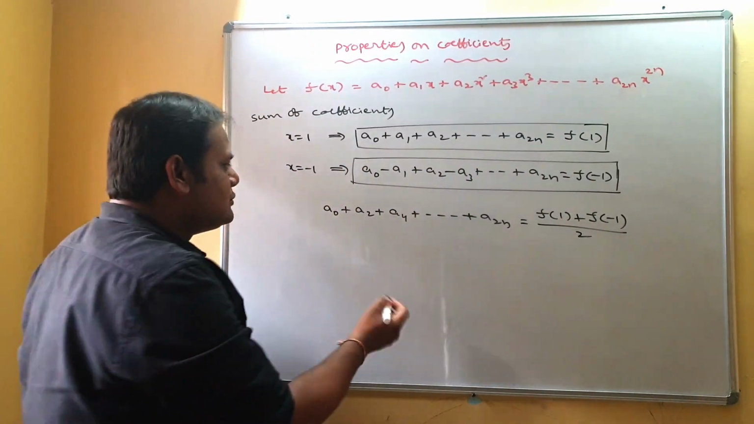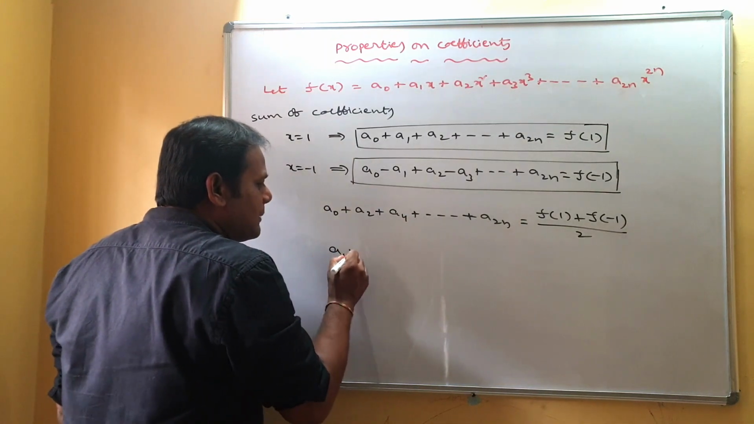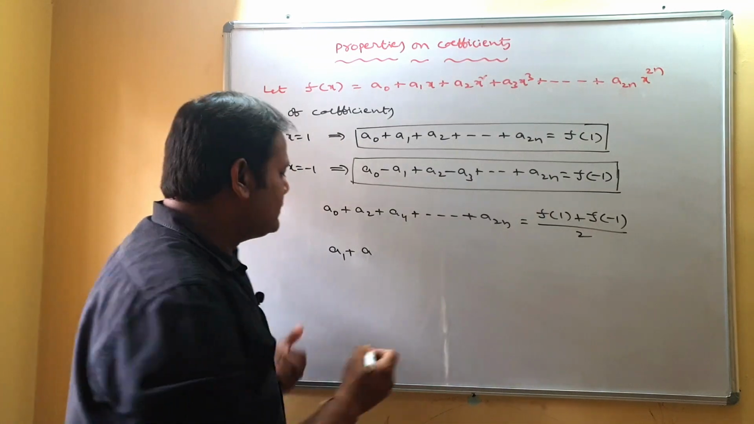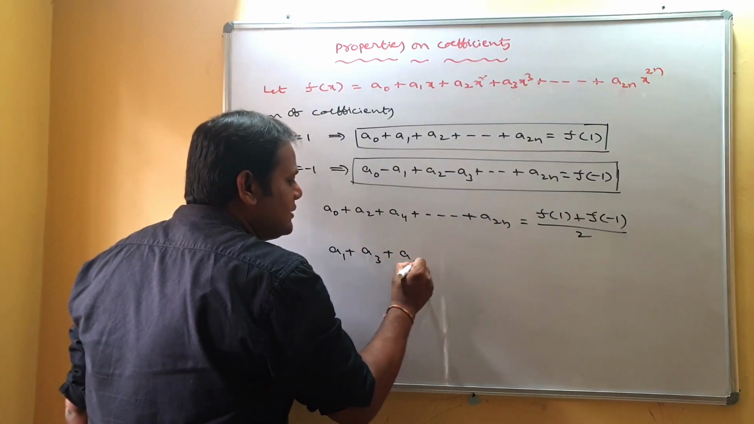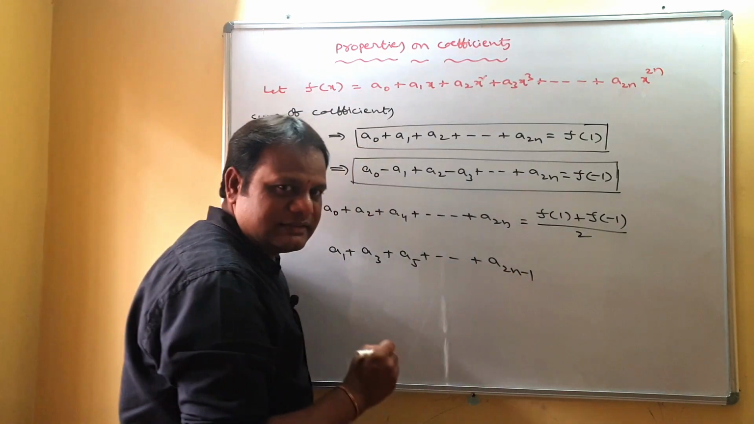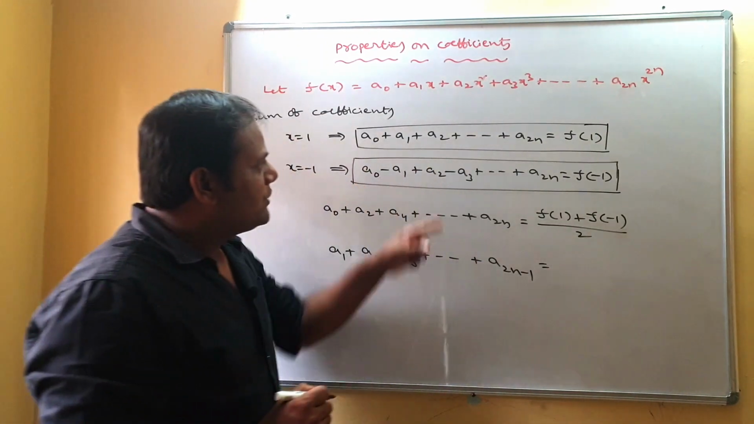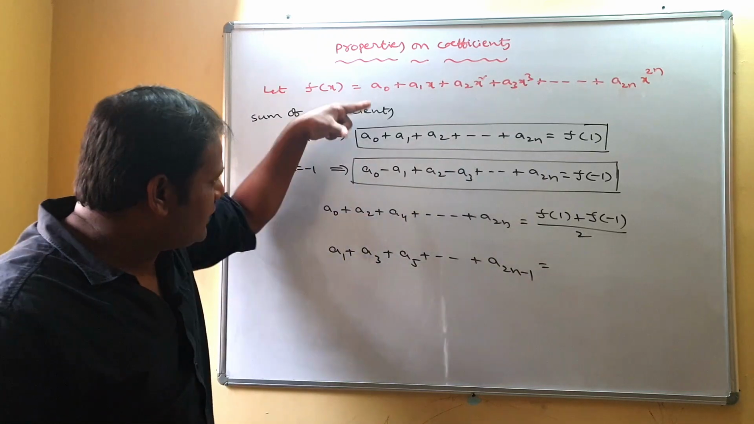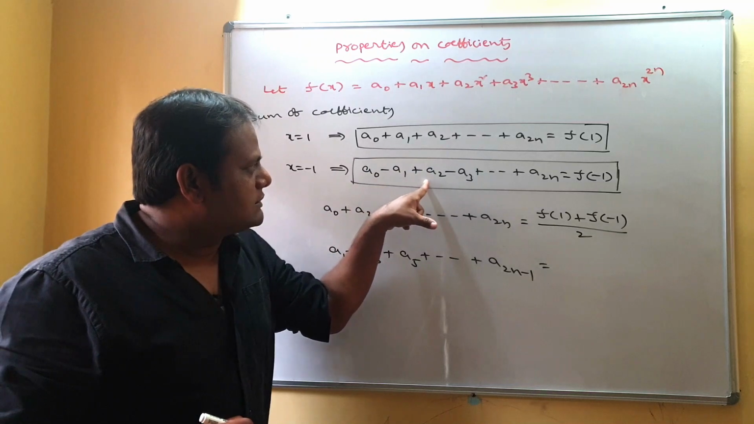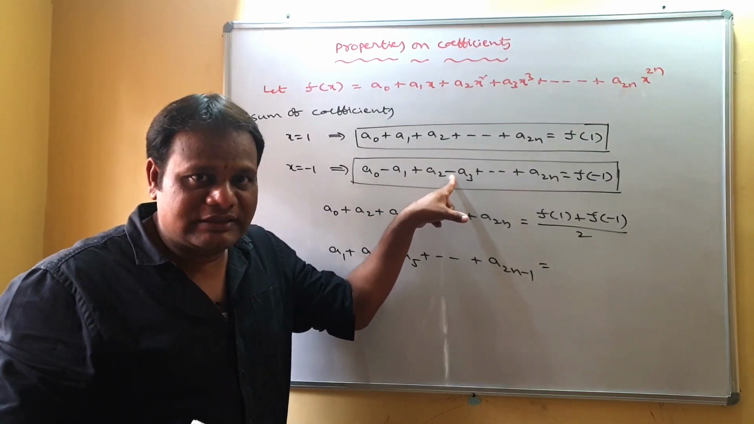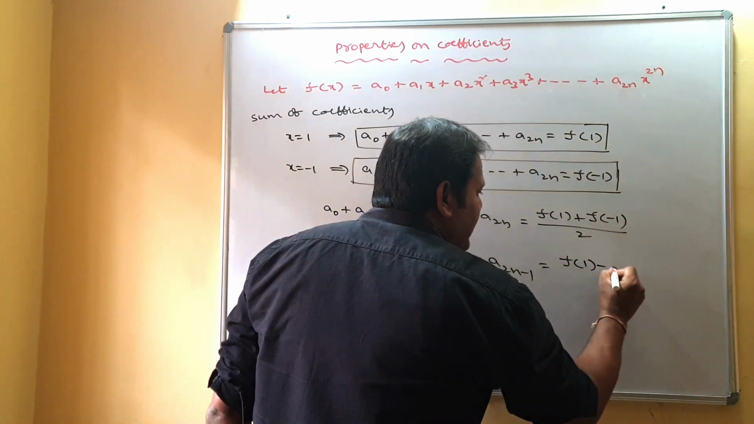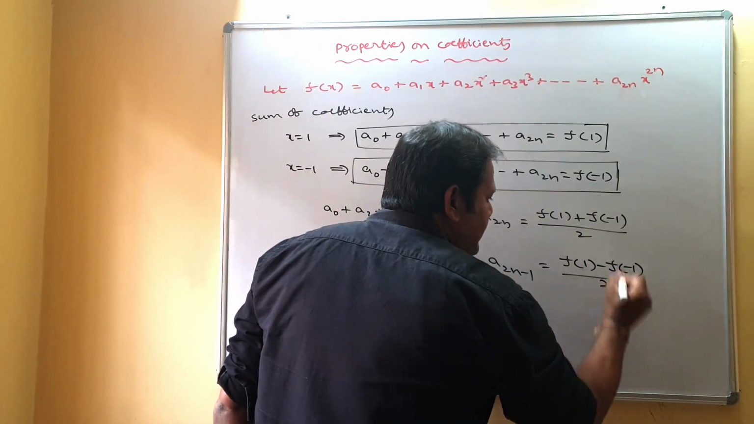Suppose you want the sum of coefficients of x having odd powers, that is a1 plus a3 plus a5 plus so on plus a2n minus 1. To get that, here you go for subtraction. So a0 cancelled. Here it becomes plus, so 2a1. a2 cancelled. Here it becomes plus, 2a3. So you get f of 1 minus f of minus 1 by 2.